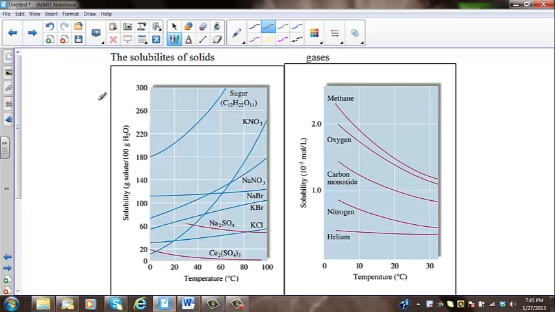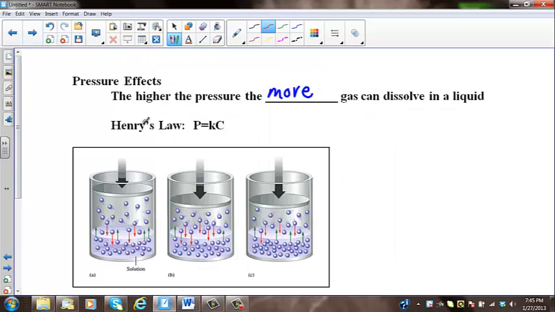These two charts show you the solubilities of solids and gases. On the left, you can see that generally the solubility of a solid increases as temperature increases, with the exception of sodium sulfate and cerium sulfate. On the right, you can see, generally speaking, that as you increase temperature, the solubility of a gas decreases. Therefore, the higher the pressure, the more gas that can dissolve in a liquid, which is Henry's law.